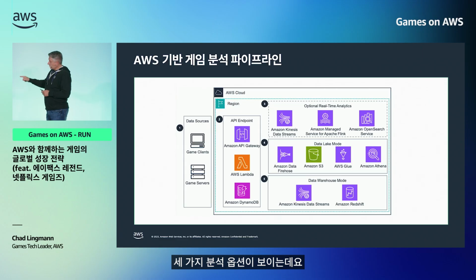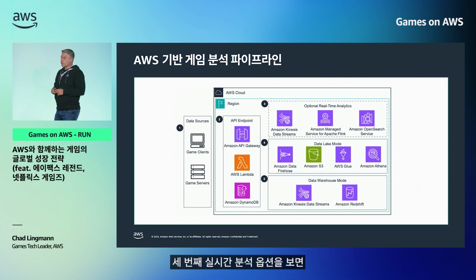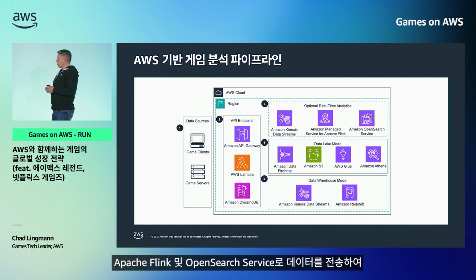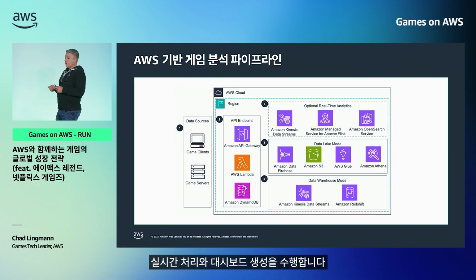And then 3rd, we have our real-time analytics option. So we have these 3 here we're going to go through. For immediate insights, data can flow through Kinesis data streams to the managed service for Apache Flink and OpenSearch service, enabling real-time processing and dashboarding.